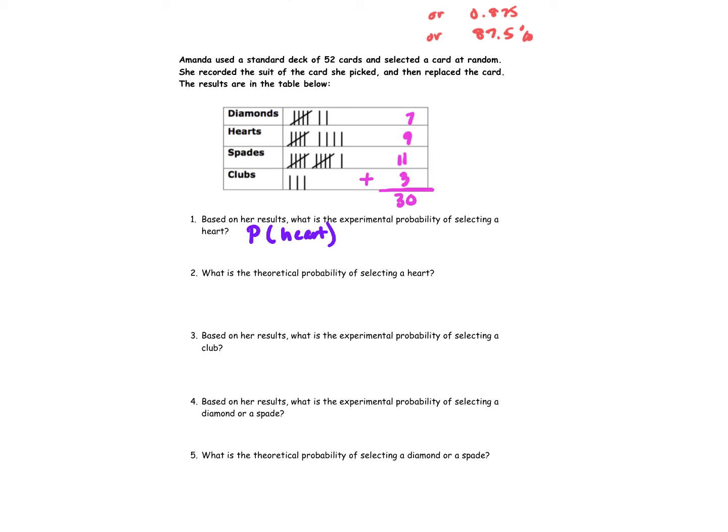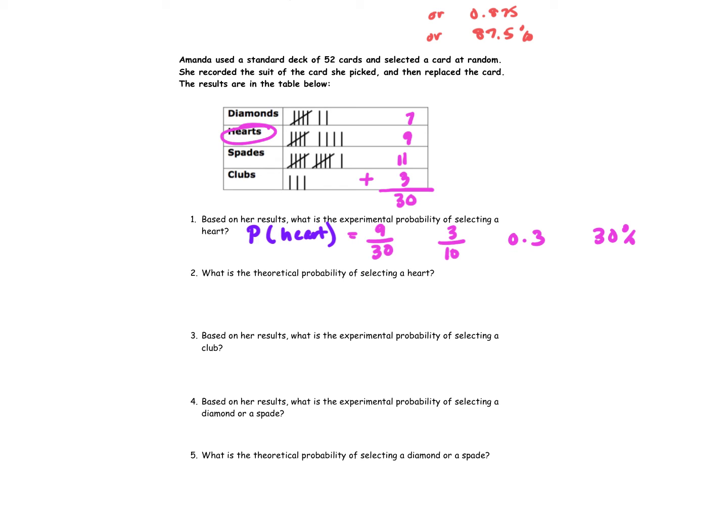And so the probability would be 9 times, because it said hearts, out of 30. So she drew 30 times. And we could reduce that. 3 goes into both of these, and it reduces to 3/10, which would be 0.3 written as a decimal, and that would also be 30%.